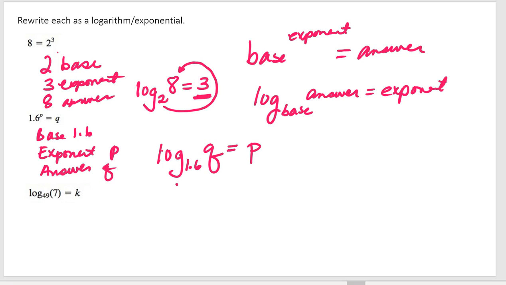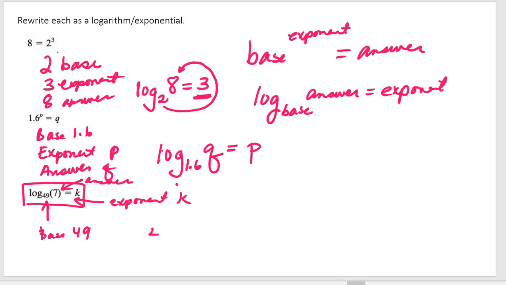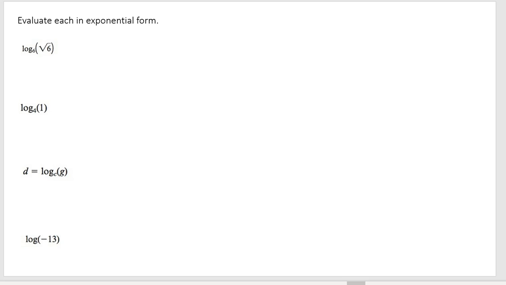All right, now we're going to go the other direction. Okay, so looking at this log, we know that the base is 49. Okay, and we know that the exponent is k. And that leaves this to be our answer. So we can rewrite it as 49 to the k is equal to 7. So we've rewritten all those either from exponentials to logarithms or logarithms to exponentials. They really are the same things, and you use the way that is easiest for you in the circumstance.